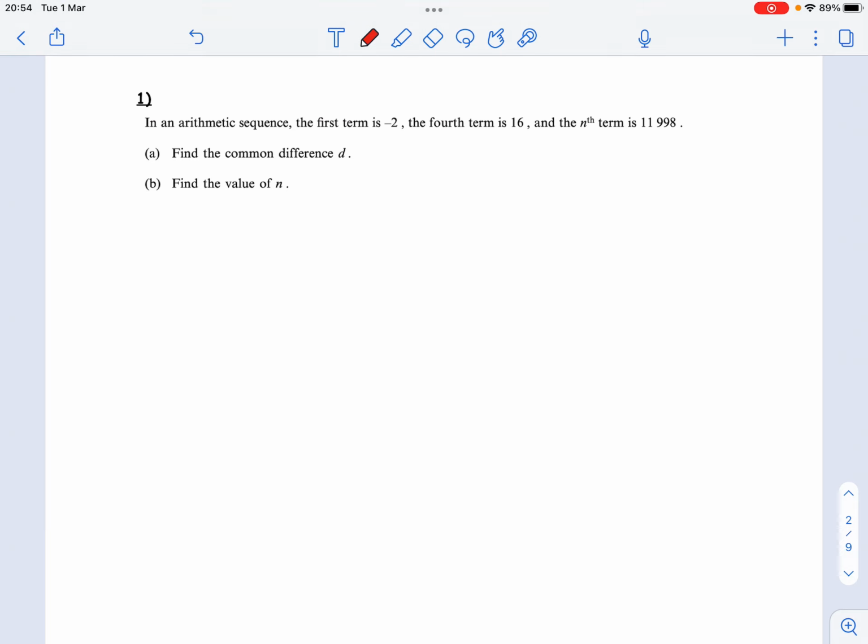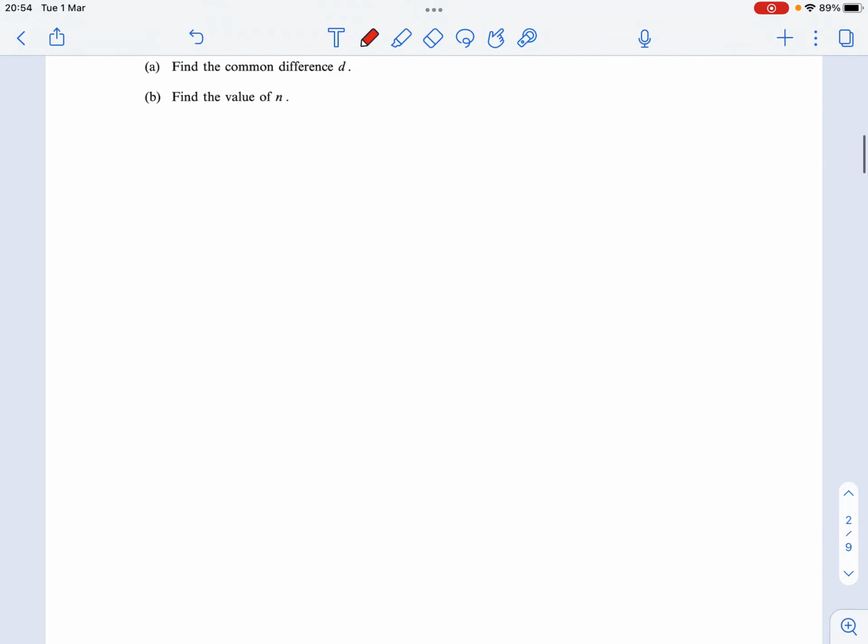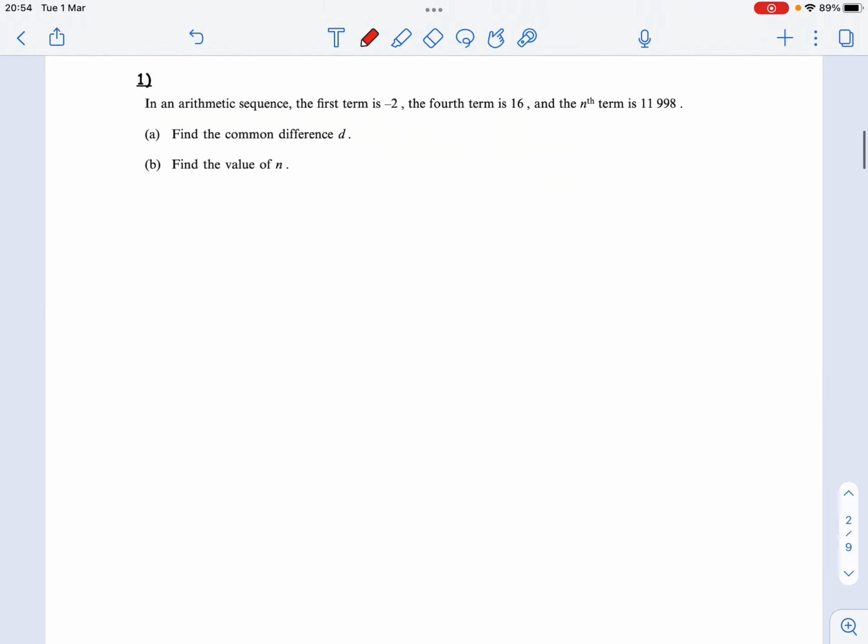Okay, so in this section, we will solve the first two problems, question number 1 and question number 2. First question: in an arithmetic sequence, the first term is negative 2, the fourth term is 16, and the nth term is 11998. Find the common difference d, and in the second part, find the value of n.